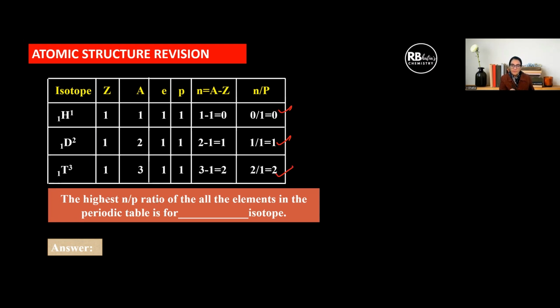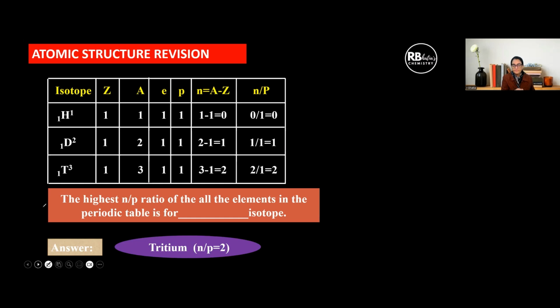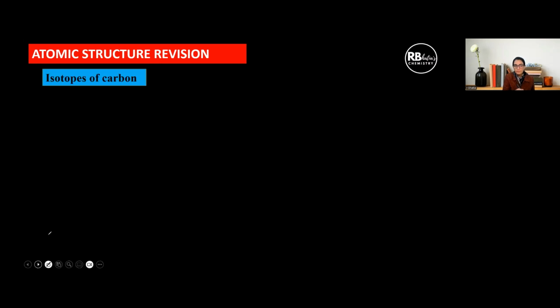This is the N by P ratio of hydrogen, deuterium, and tritium. So the highest N by P ratio of all the elements in the periodic table is that of tritium. This is a point to be kept in mind. And the only element in the periodic table which does not have any neutrons is hydrogen, protium. Protium is the only element in the periodic table to have no neutrons.